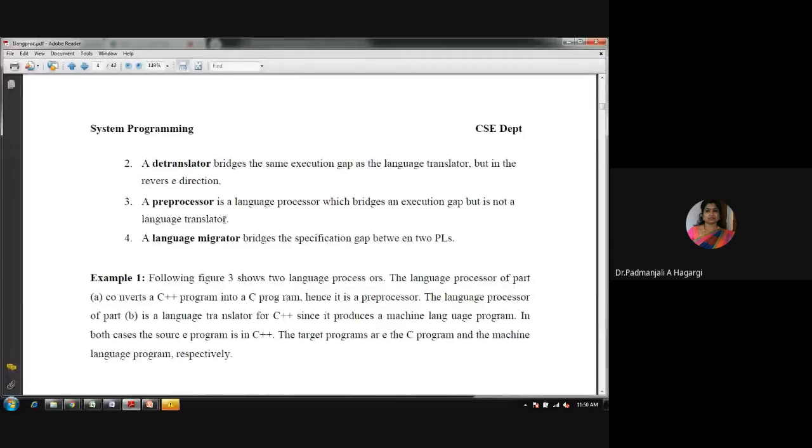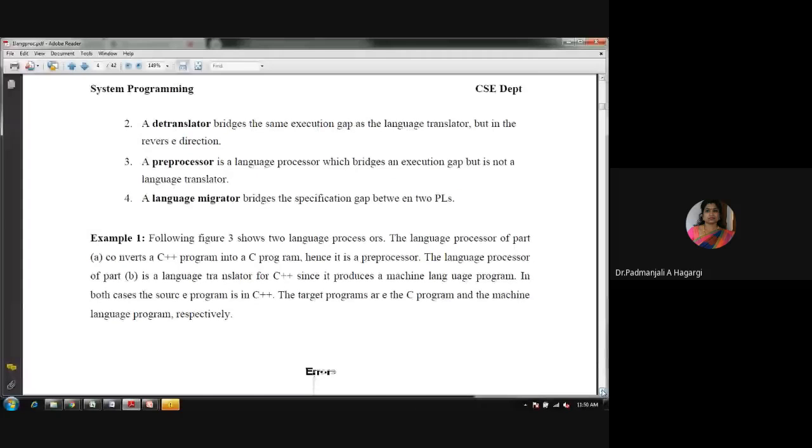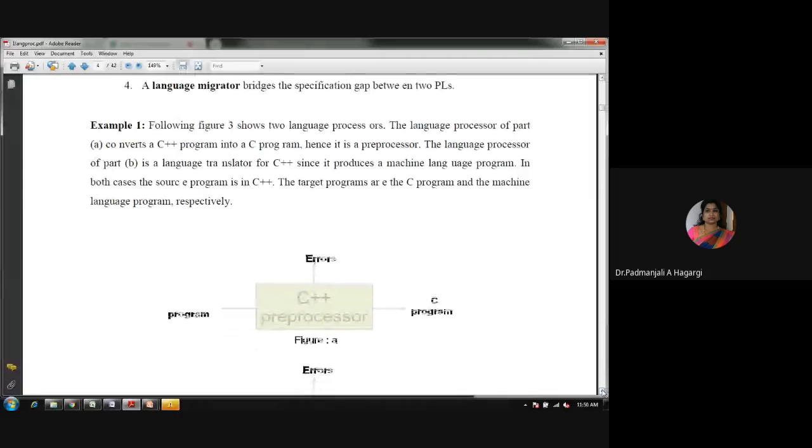Preprocessor takes the input for the compiler and deals with macro processing and file inclusions. So those are called preprocessors. Macro processors are also called preprocessors. It takes the input for the compiler, but preprocessors are not called translators or processors. Language migrator bridges the specification gap between two programming languages.